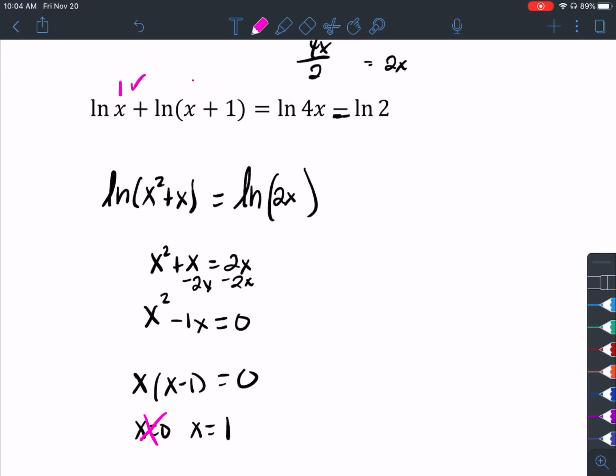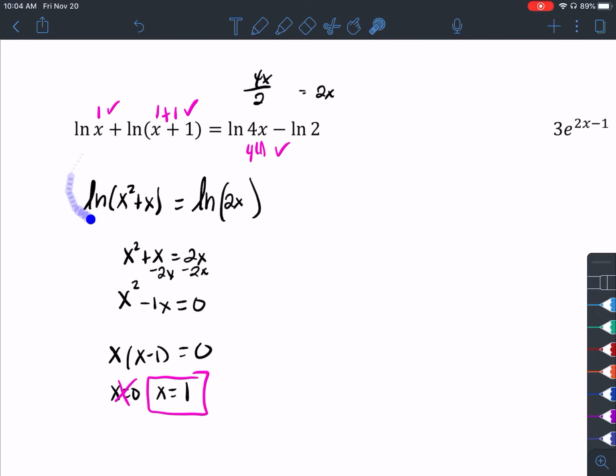1, that's a positive number. 1 plus 1, that's a positive number. 4 times 1, that's also a positive number. We are good to go here. So when we're solving, the fact that it's a natural log here didn't really do much.